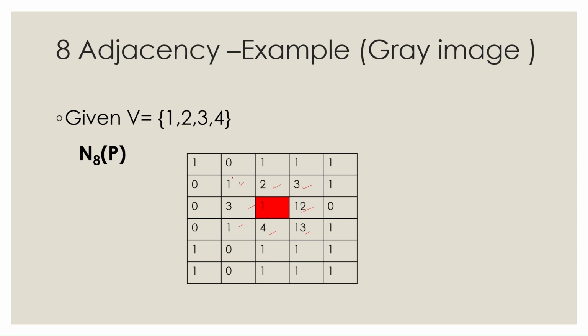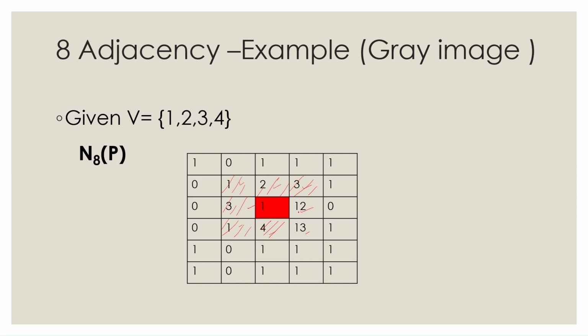Then we have to check for the intensity values whether this value is present in the set V. So if we consider this one, then 1 is present in the set. So we can take this for the adjacency. 3 is also present in this. We can take this for adjacency. Again 1 is present in the set V, 2 is present in set V, 3 is present in set V, 4 is present in set V. Now all these things can be considered for the adjacency.